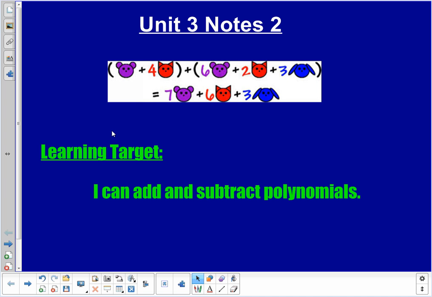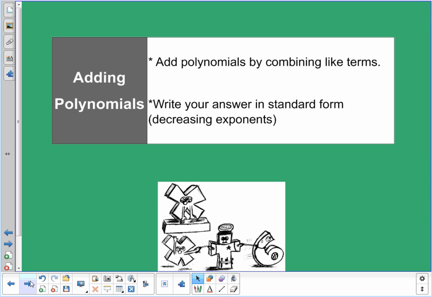Today we're talking about adding and subtracting polynomials. So when we add and subtract polynomials, we add polynomials by combining like terms. That's really all we're looking at for adding polynomials. So we combine our like terms. Always make sure that you write your answer in standard form, which means you decrease those exponents starting with the largest one. Let's just look at a couple examples.